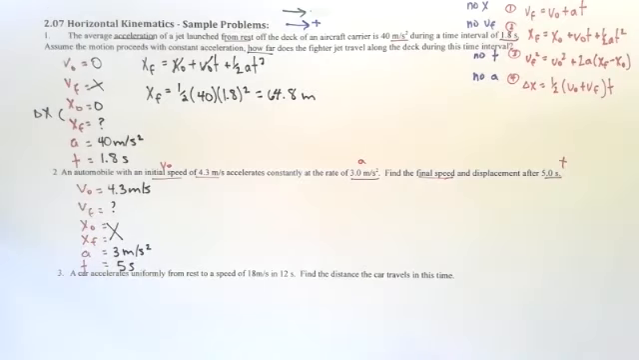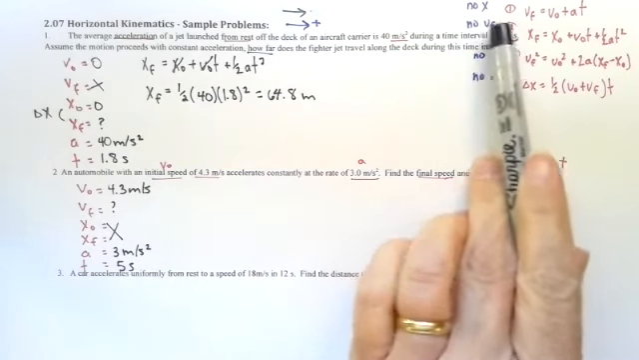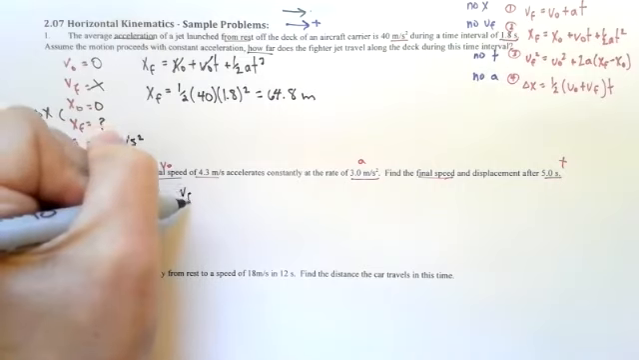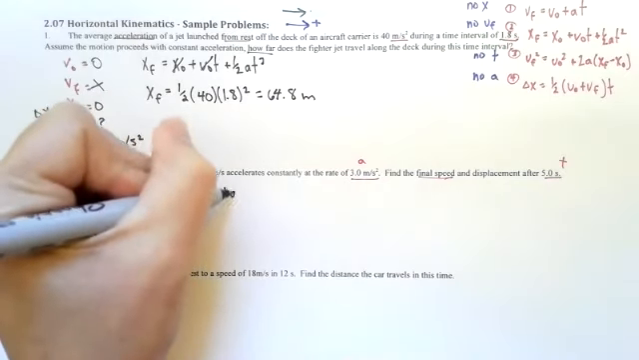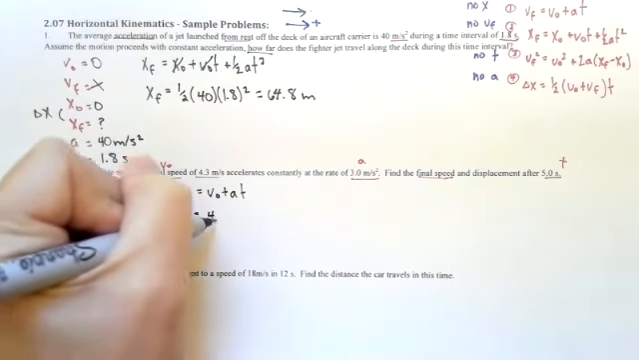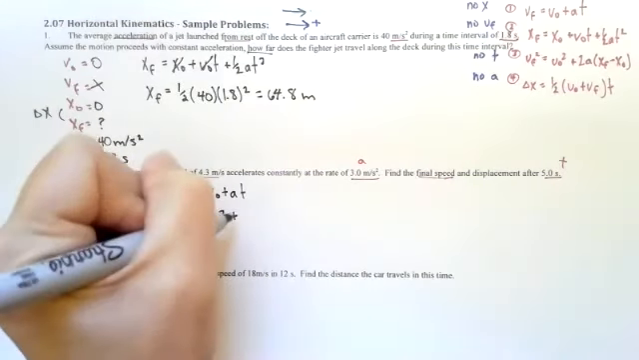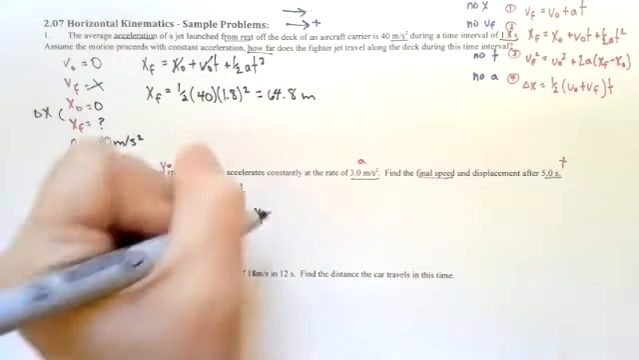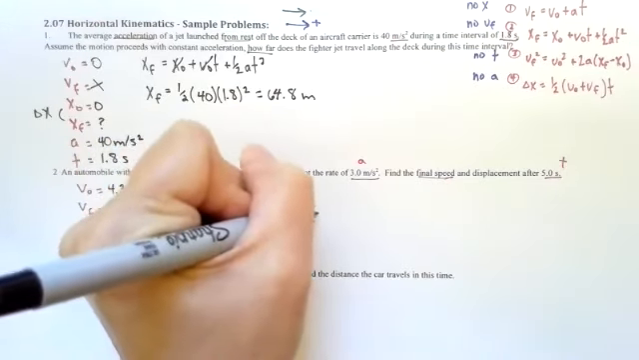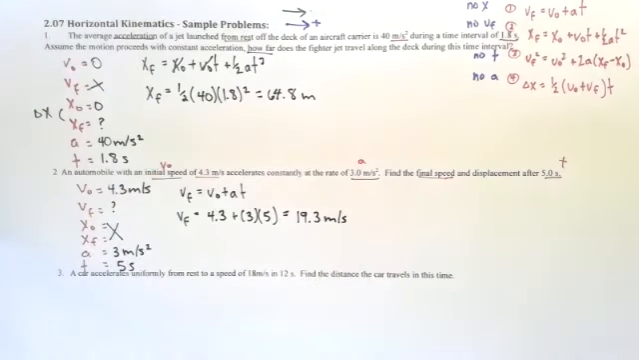So if I don't want to worry about displacement, that's going to be this equation. I'm going to use v sub f equals v sub o plus at. V sub f becomes 4.3 plus 3 times 5. And when I solve that, I end up with 19.3 meters per second.